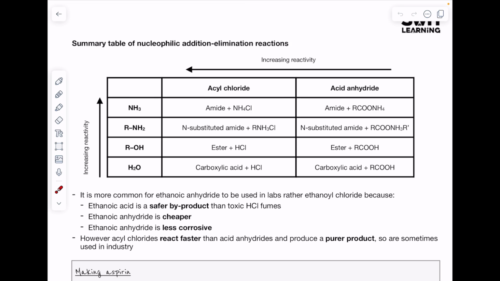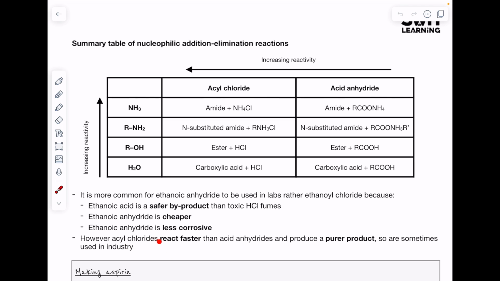So although we drew all those mechanisms involving acyl chlorides, we looked at ethanoyl chloride time and time again, actually from a laboratory setting, we prefer to use the acid anhydrides such as ethanoic anhydride. The reason for that is because it avoids the production of those HCl gas fumes. So remember I said you get ethanoic acid as a byproduct, which is obviously much safer. In terms of the reactant, ethanoic anhydride is much cheaper, much less corrosive than the comparative acyl chloride.